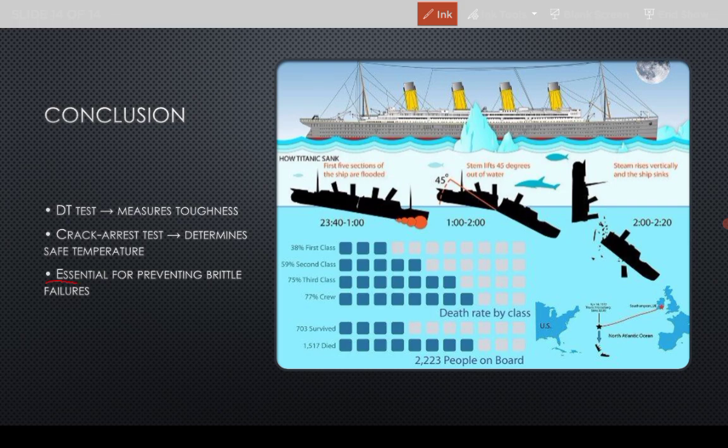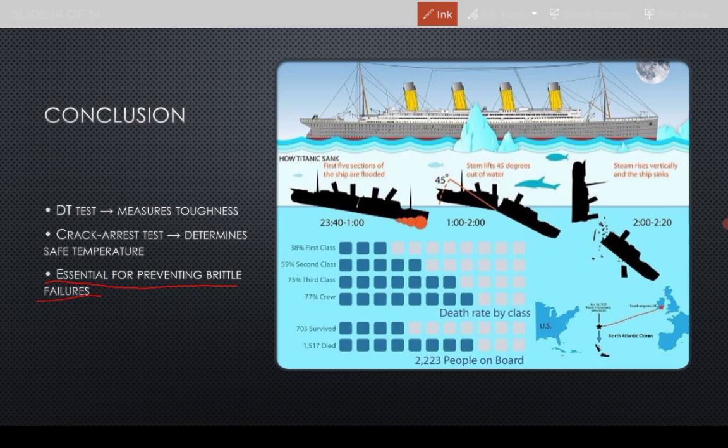So when we come to cold environments, it is crucial to note the famous example of this type of fracture, which happened in the Titanic shipwreck. We all know about the Titanic shipwreck, right? It happened because of this ductile to brittle transition point.